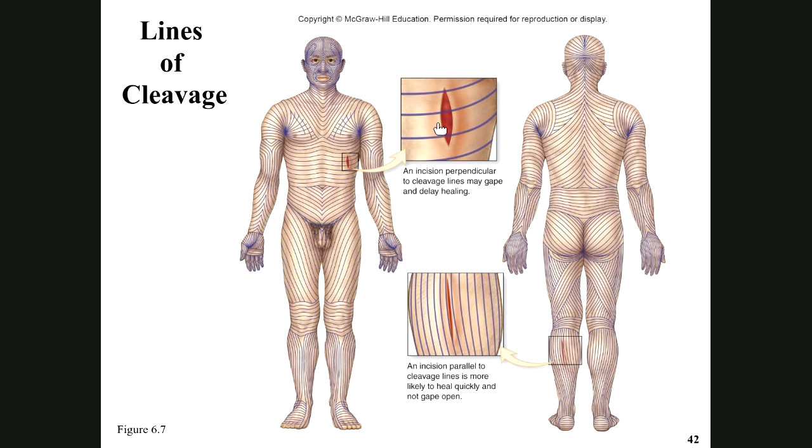But when our cut is parallel to the cleavage line, we don't have any gap, we don't have any delay in the healing, and we cannot see any scar tissue after that. So it's an important consideration at the time of surgery. These fibers are very important for the characteristics of the skin. The collagen fibers are important for tensile strength. The elastic fibers allow stretch and recoil.